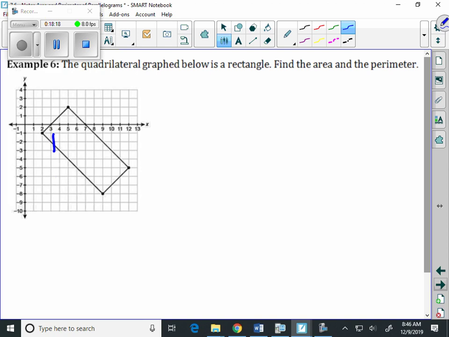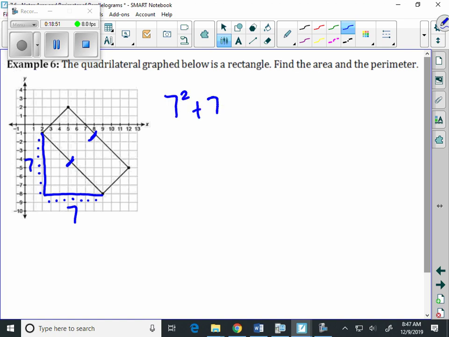What is the length? We've got 1, 2, 3, 4, 5, 6, 7. And 1, 2, 3, 4, 5, 6, 7. We're going to use Pythagorean theorem to find the length. And the thing is, the length of this is going to be the same as the length of that.